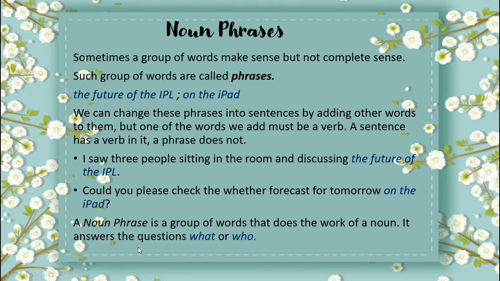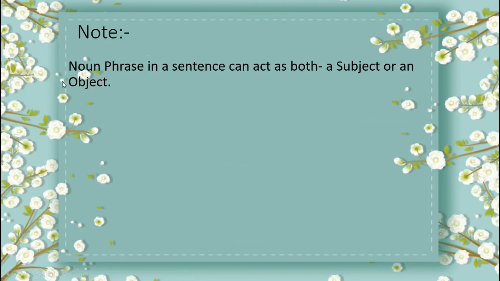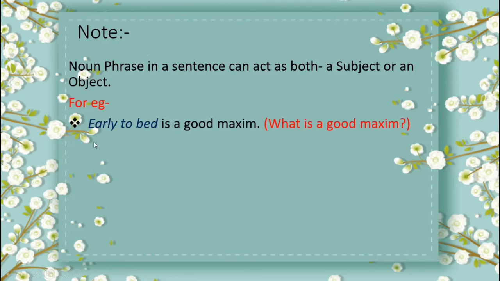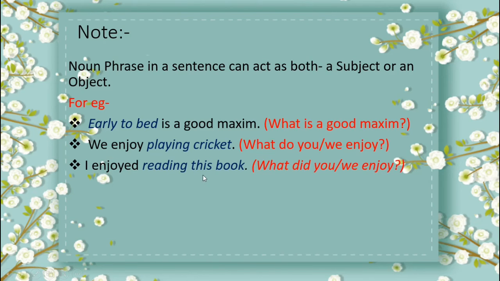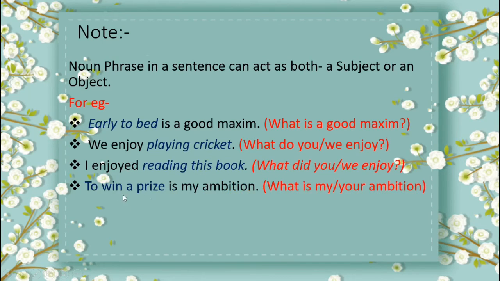A noun phrase is a group of words that does the work of a noun, and it answers the question what or who. It's important to note that a noun phrase in a sentence can act as both a subject or an object. For example, early to bed is a good maxim. We enjoy playing cricket. I enjoyed reading this book. To win a prize is my ambition.